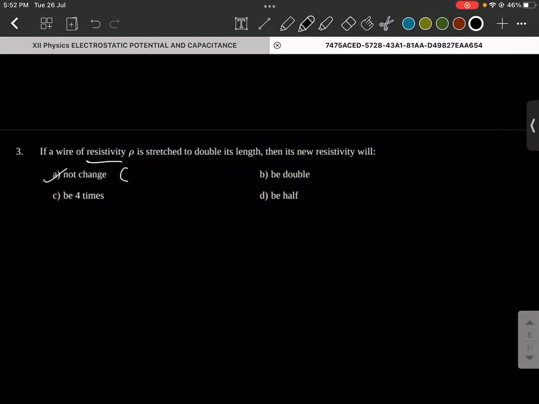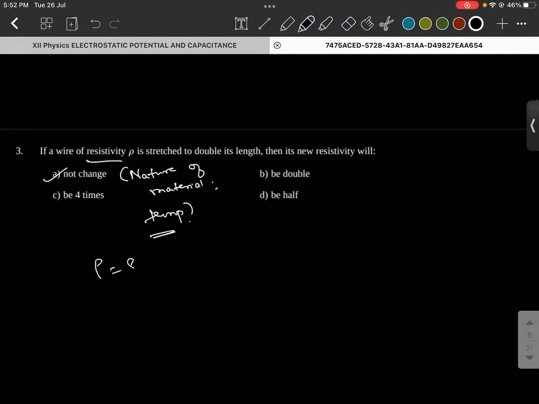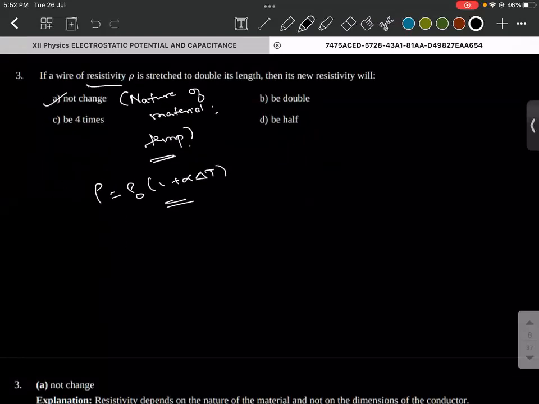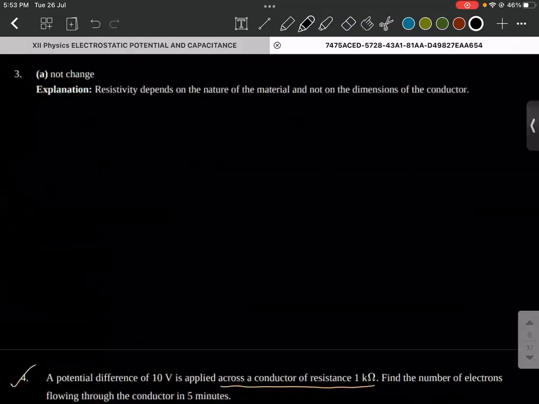Be very careful. What is the reason? It is independent of the length and area. It depends only on the nature of material. At the same time, it depends on the temperature that is present. You have this formula. Remember, rho is equal to rho naught into 1 plus alpha into delta T. Correct? So it is no change.